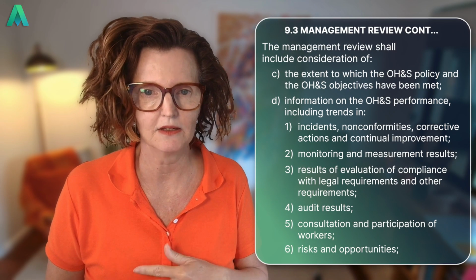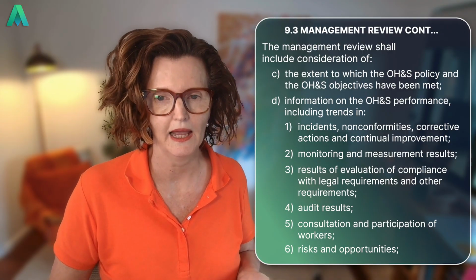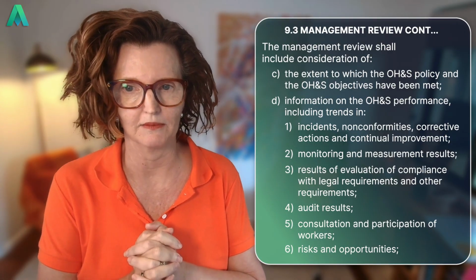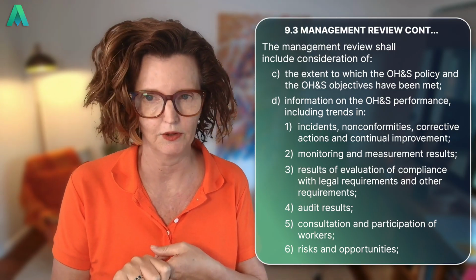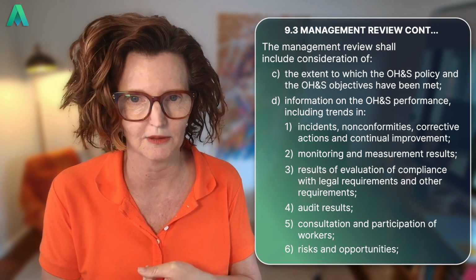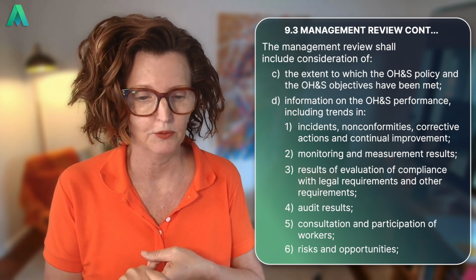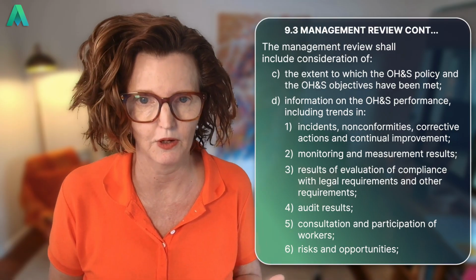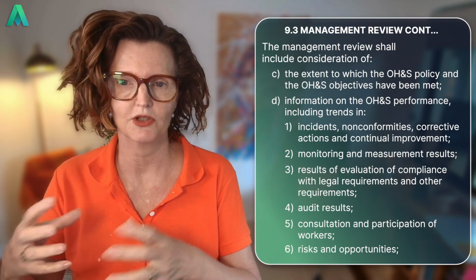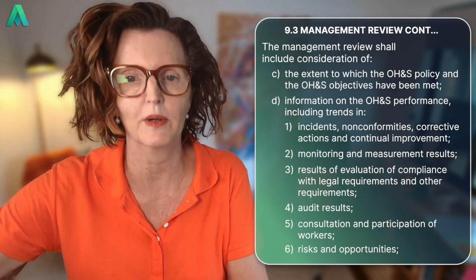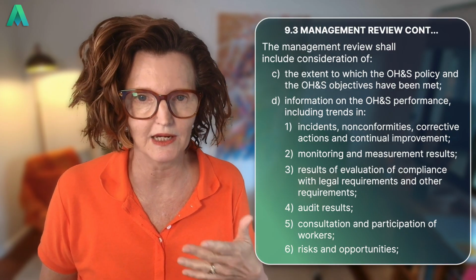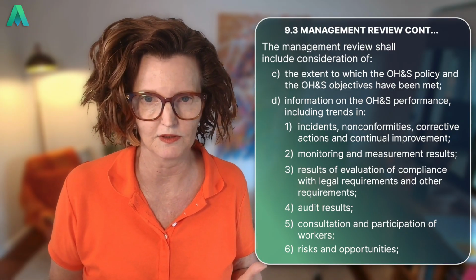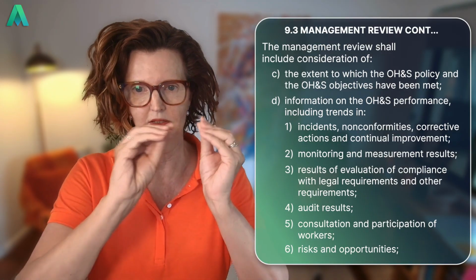All right. Then you go to C, the extent to which the OH&S policy and the OH&S objectives have been met. You created your OH&S policy, you've implemented, established your OH&S objectives already in the system. In your policy, you've put your overarching intent for your OH&S management system. In your objectives, you've really got, well, this is how we're going to achieve our intent. This is a strategy to meet the needs and expectations of interested parties, meet our legal requirements. You can see it feeds all the way down.